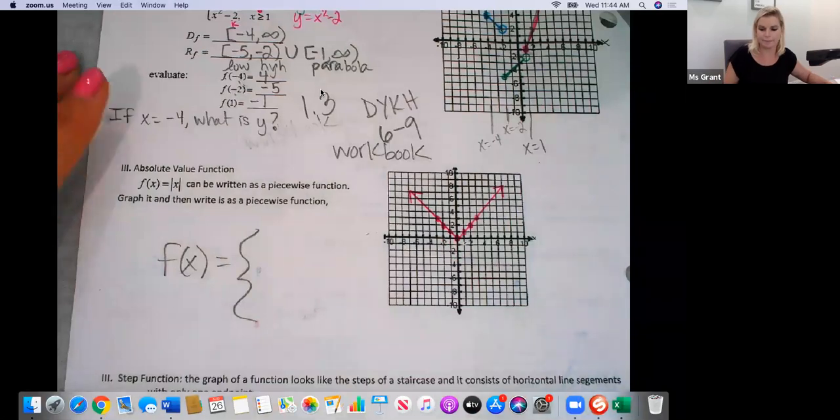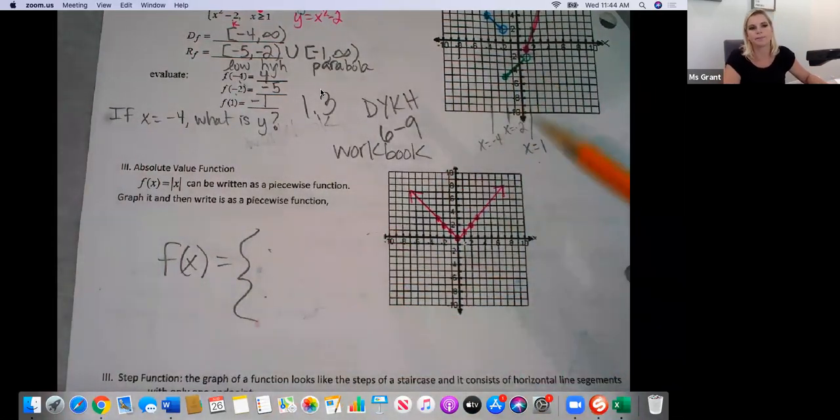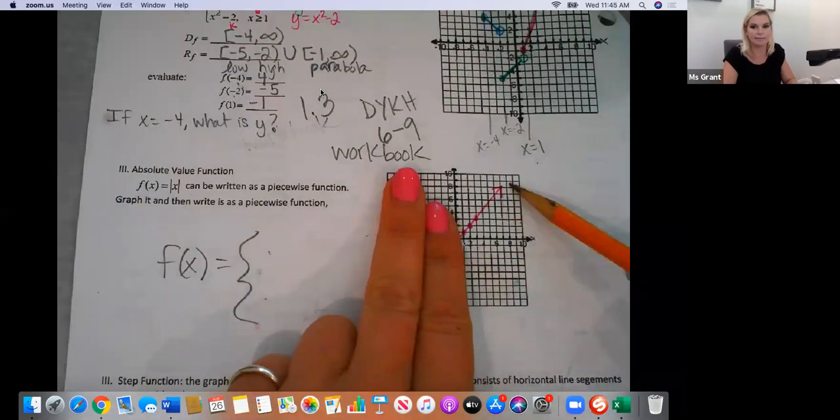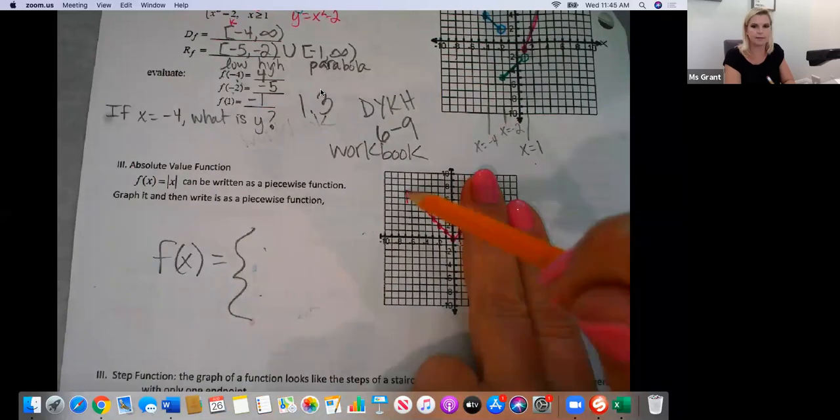That's how you set it up. And now I'm going to list what my two linear equations are. I'm letting you know that my absolute value is made up of two linear equations. Here's one of them. It's an uphill line. Here's the other one. It's a downhill line.